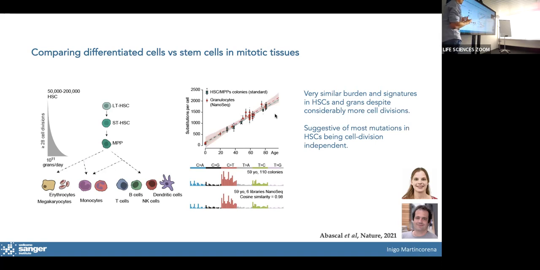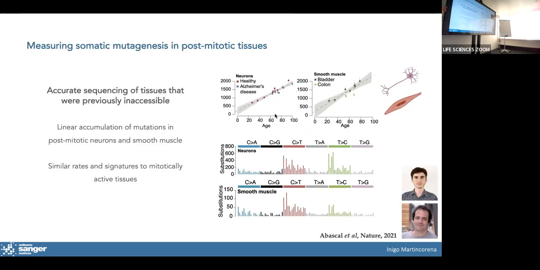So we are really not seeing the increase in mutations that we had expected, given the significant increase in cell divisions. And this made us think, and in fact, the mutational signatures look the same. So that made us think that actually cell division, which had for a long time been assumed to be the main source of somatic mutations, may not be so important, and that other processes would be more important. Now, to test this further, again, taking advantage of the technology, we decided to look at truly non-dividing cells and see what happens in them.